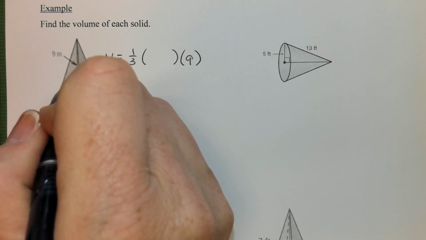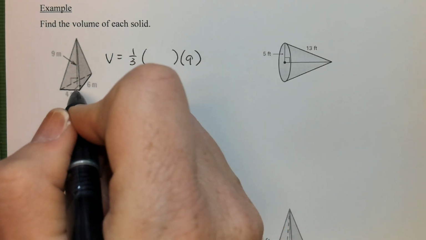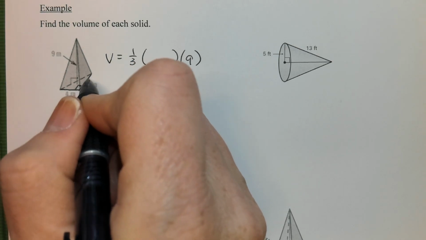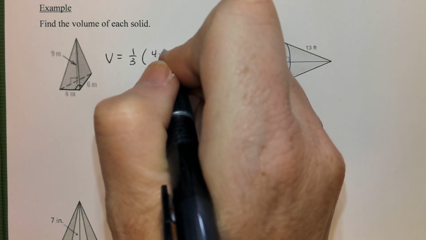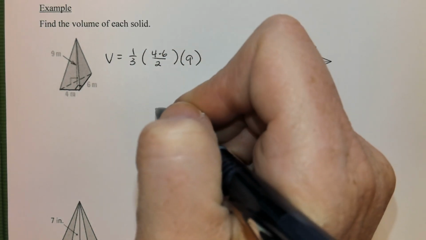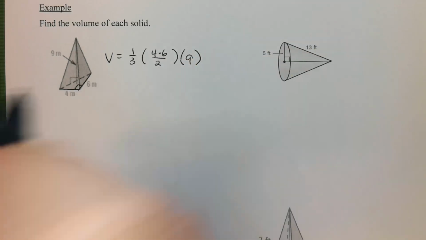But if I trace the triangle on the bottom, it looks like I've got a 4 and a 6, and they meet at a 90. So that's my base, that's my height. And I just need to cut that in half. So 1/2 base times height, or base times height divided by 2.